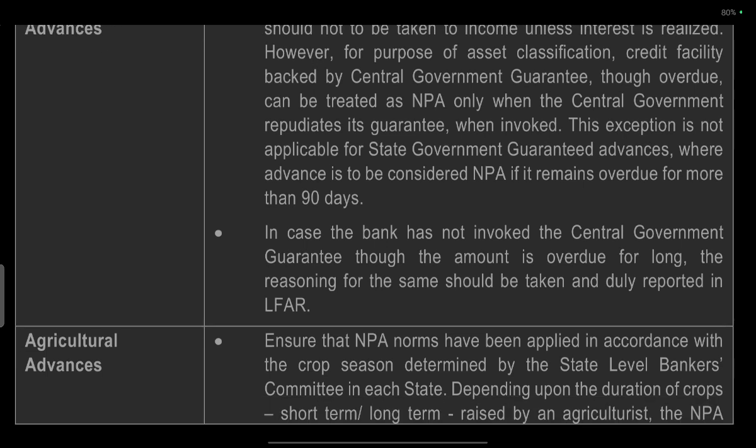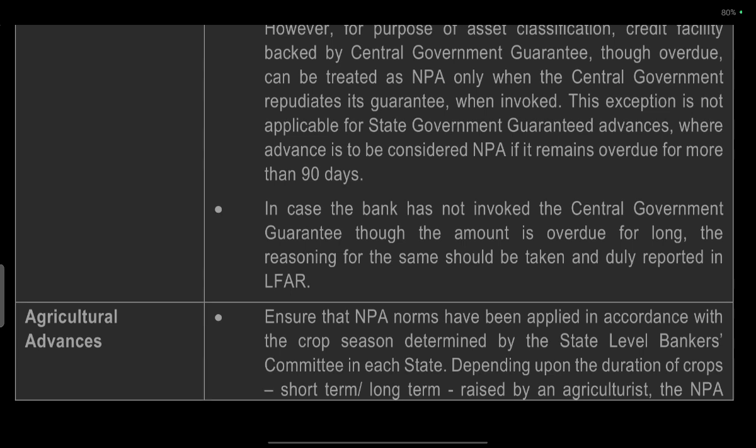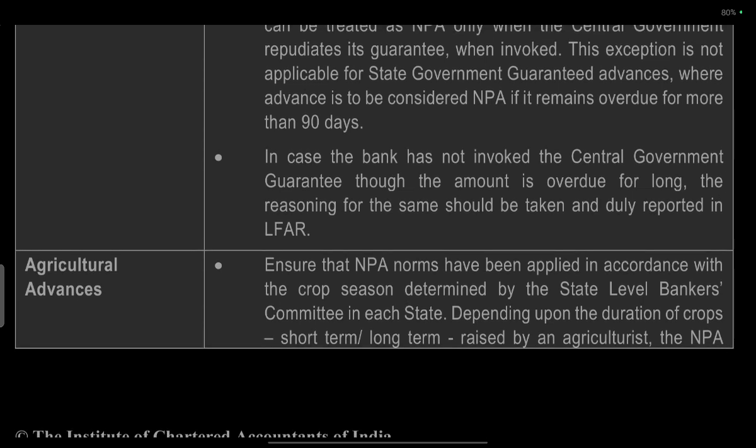The exemption is not applicable to state government guarantee advances, where the advance is considered as NPA if it remains overdue for more than 90 days. In the case of banks not invoking the central government guarantee though the amount is overdue for long, the reason for the same should be ascertained and duly reported in the LFAR.